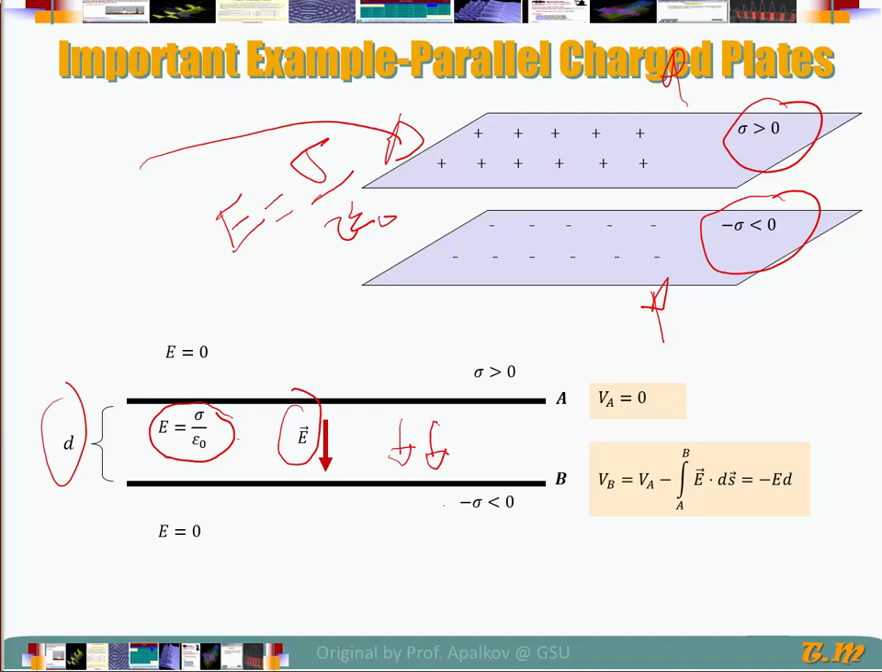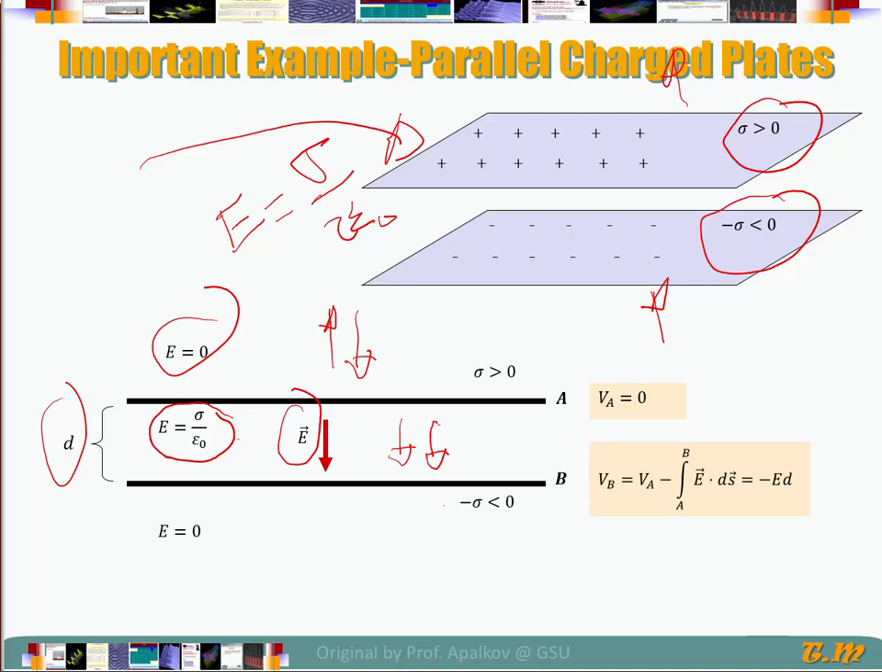The electrical field outside is going to be 0 because the electrical field due to the positive is going to be like this, and the electrical field due to the negative is going to be like this. They are the same magnitude but opposite directions, so they cancel.